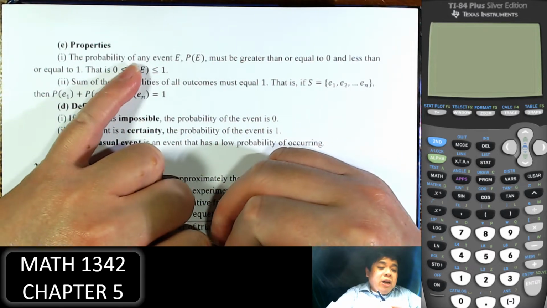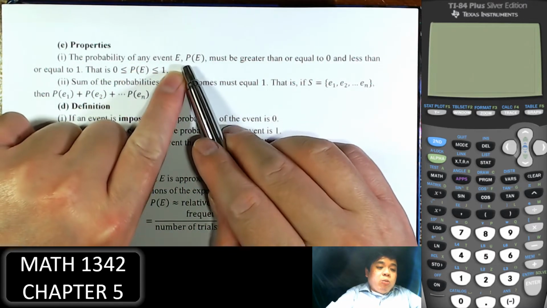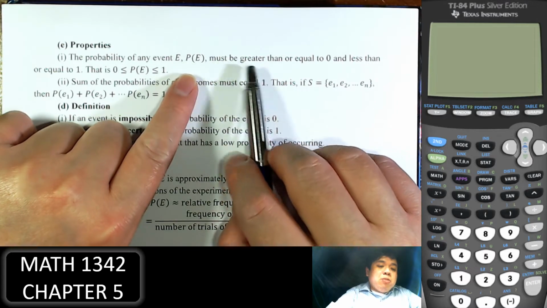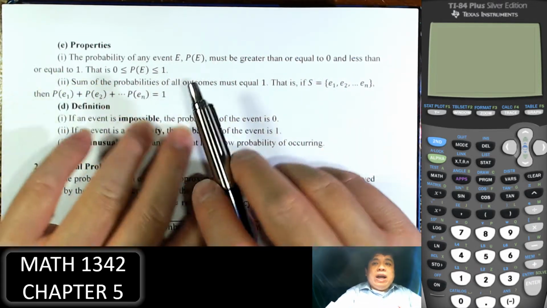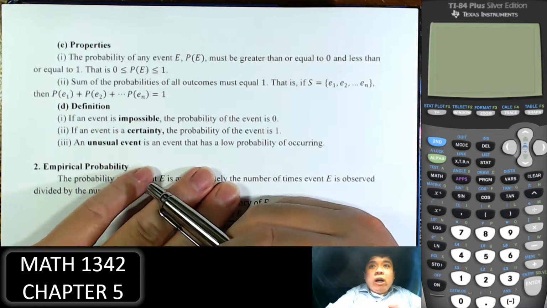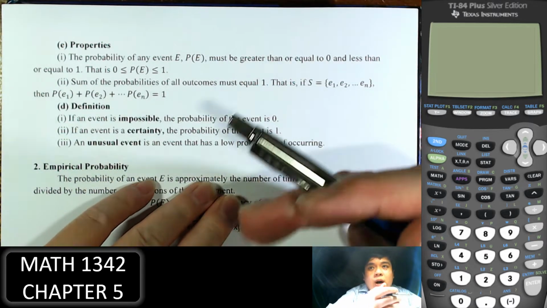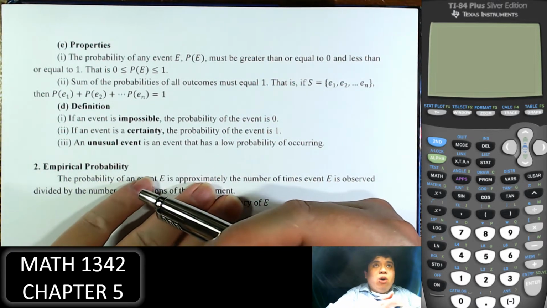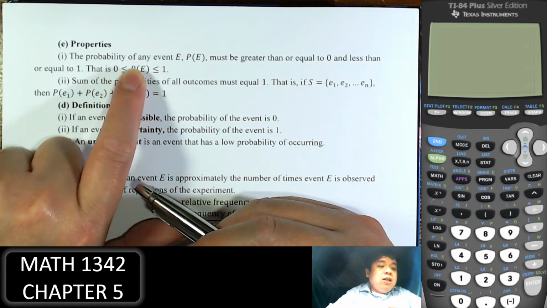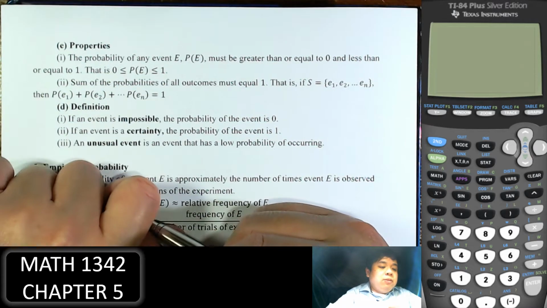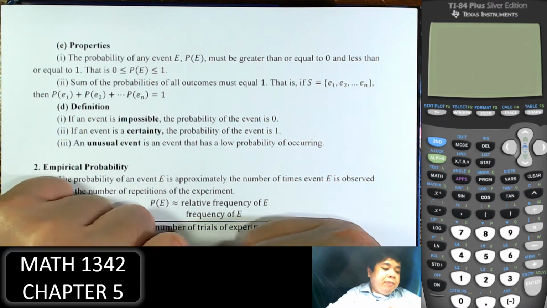The probability of any event, we write probability of the event, must be greater than or equal to 0 and less than or equal to 1. So we cannot have a probability that is more than 100% or more than 1, or less than 0, or negative. Any probability of any event has to be between 0 and 1. Could be 0, could be 1.